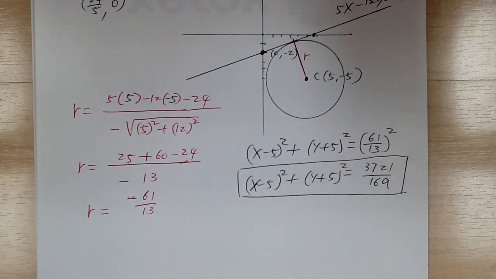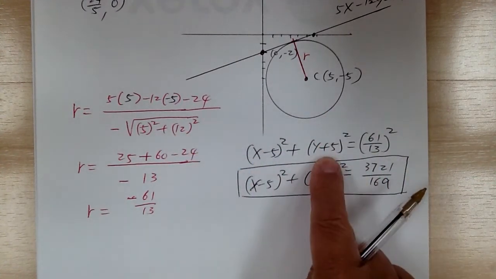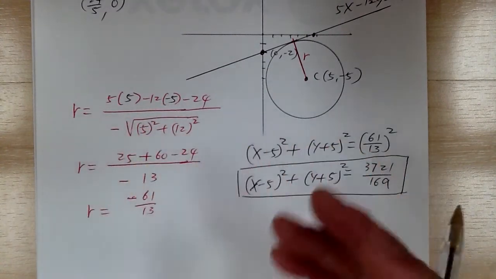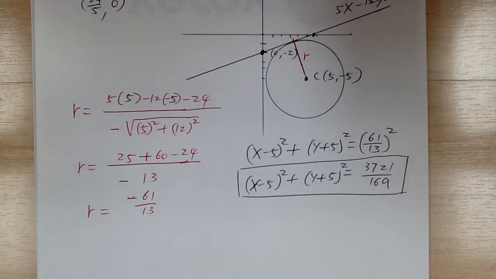Okay. So again, you got to know your center-radius form, and you need to know how to find the distance between a point and the line. So a lot of little things that you need to know. Okay, let's go to 18.